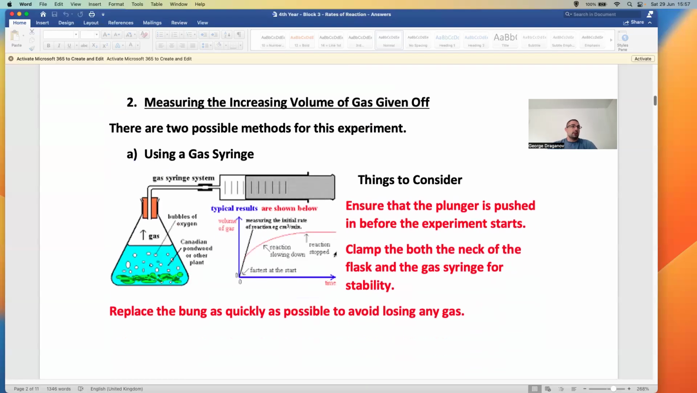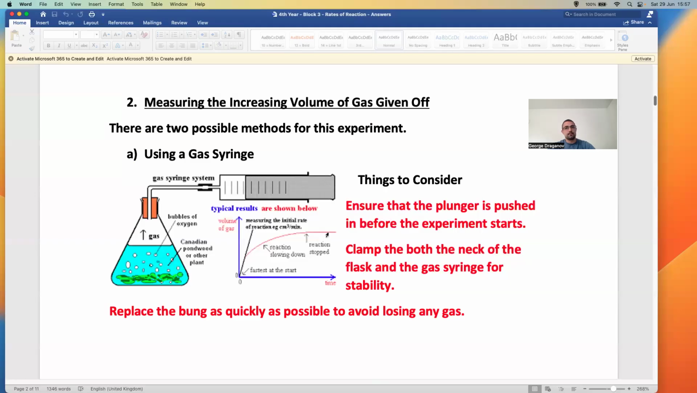The second method, if you're getting a gas, this is probably the best one, is to use a gas syringe. The gas syringe put at the top will allow you to exactly collect the gas every 30 seconds. So as you can see, over time, it will increase and then slowly level off as one of the reactants runs out.